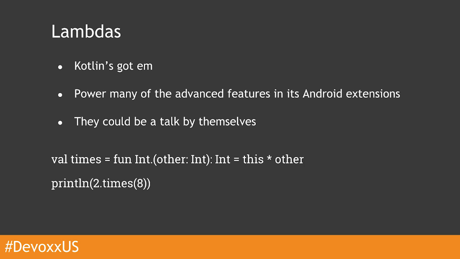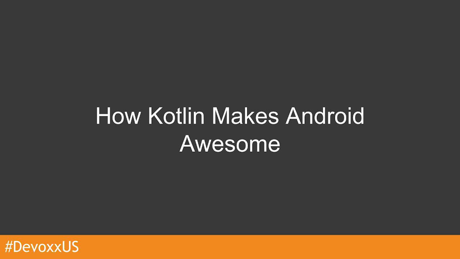So lambdas, Kotlin's got them. I'm not going to really talk about them so much because that could be its own talk, and I kind of want to get to the Android stuff. But here's a quick example at the bottom where you can extend int to have a function called times and do something that's very readable, 2 times 8, and have it return an integer.